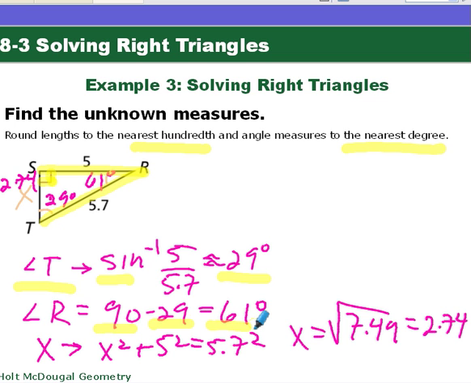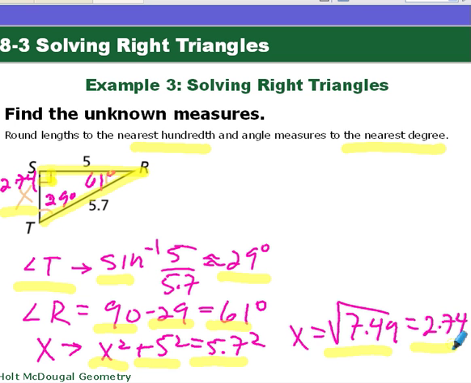I could have used a trig function to find this missing side, but since it's a right triangle, I just used the Pythagorean theorem. So x squared plus 5 squared is going to be 5.7 squared. That x is going to be the square root of 7.49, or about 2.74.